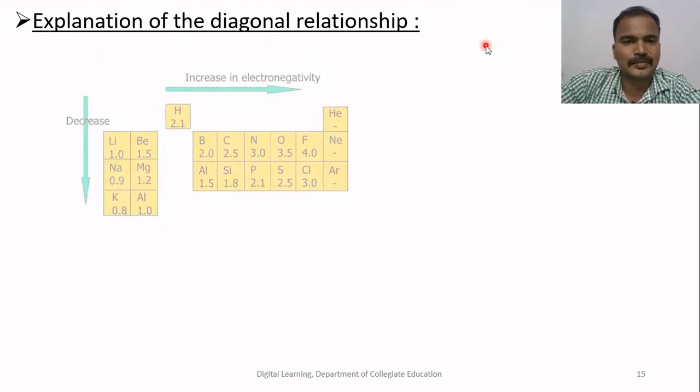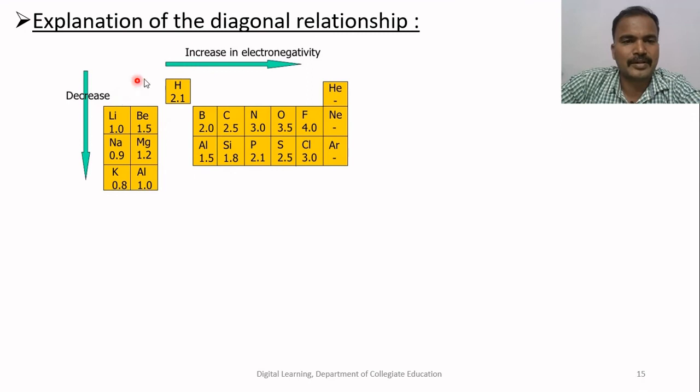The concept of electronegativity can be used to explain the diagonal relationship. Let me consider a part of the periodic table. When we move across the periodic table, the electronegativity value increases. When we move down the group, the electronegativity value decreases. When it moves diagonally, these two opposite tendencies cancel each other and the electronegativity value remains almost the same.